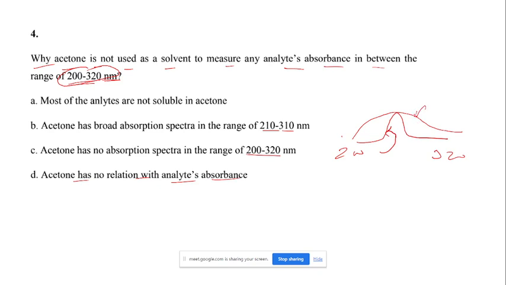The acetone peak will be dominant here. That's why you will get trouble analyzing and identifying your analyte. That's why we do not use acetone. So I think this option is correct: it has an absorption spectrum in this nanometer range.